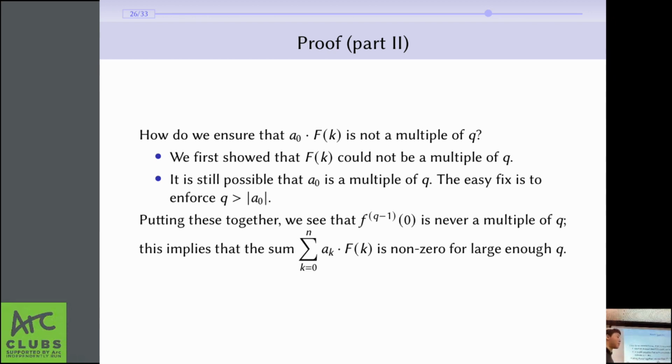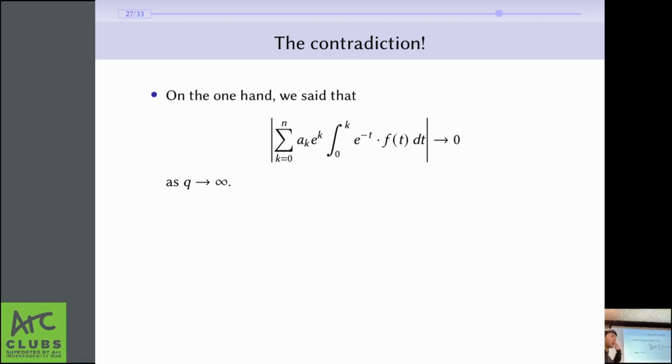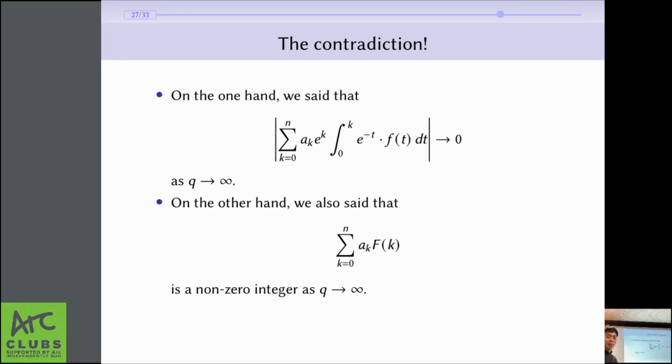Okay, we are basically there now. Let's go through the contradiction. Let's actually explicitly write out the contradiction to make it explicitly clear. Remember that what we said here was this integral, or the bound of this integral, goes to 0 as you take q to be arbitrarily large. That's what we said in one of the previous slides.